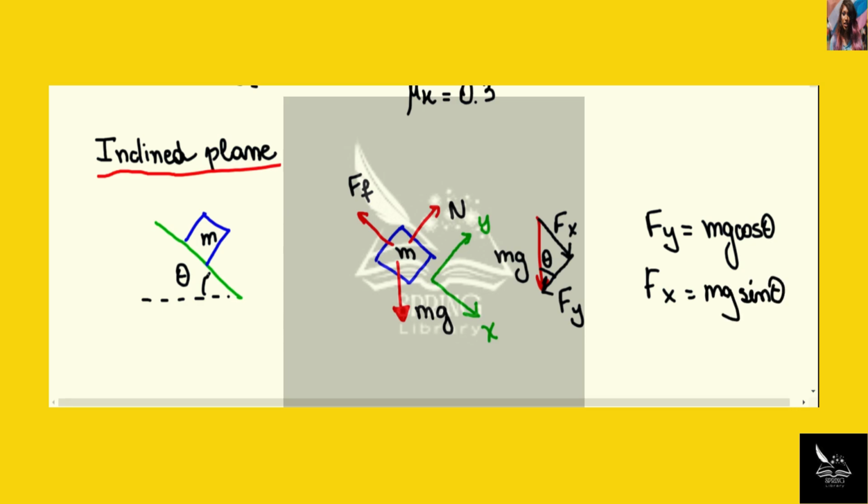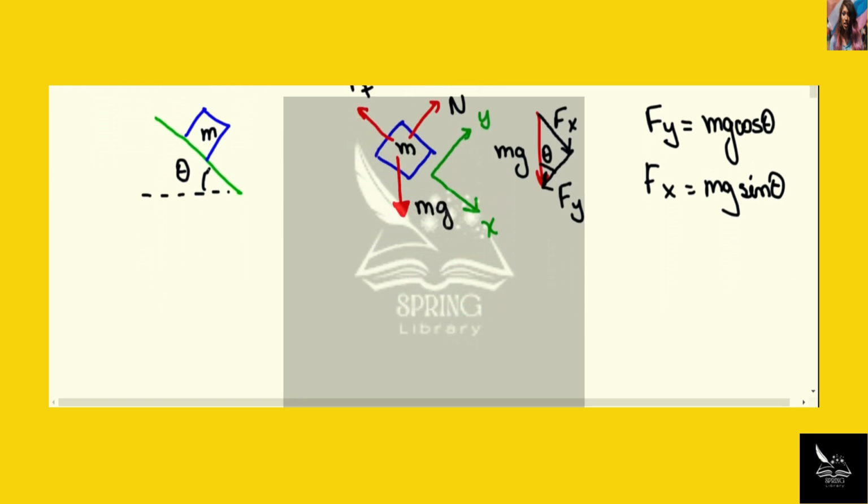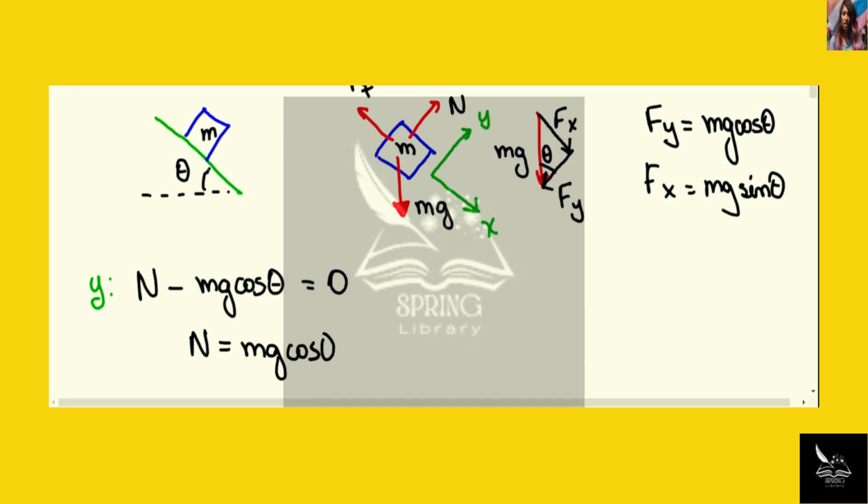So we have all the forces that act on the block, and we should be able to find the value of the acceleration. Let's start with the y component. In the y component, we have the normal force pointing upwards and the y force pointing downwards, which is mg cosine theta. The block is not moving in the y direction, so this is equal to 0, which means that the normal force is mg times cosine of theta.